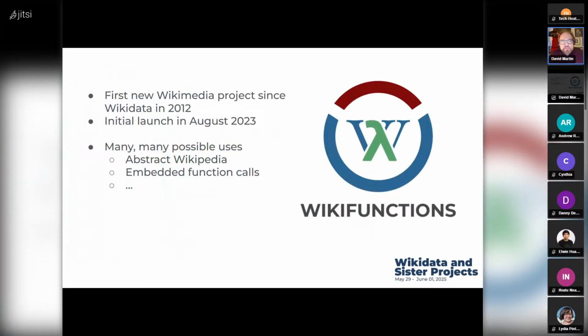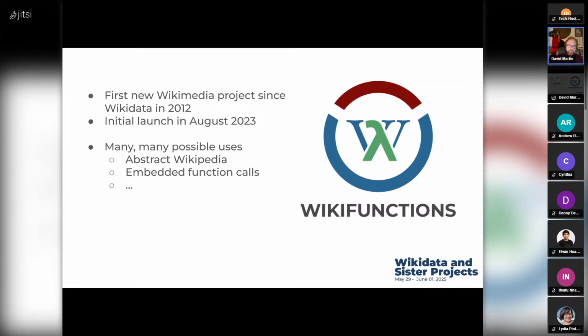Wikifunctions is Wikimedia's first new project since 2012 when Wikidata started. Our initial launch was in August of 2023. For Abstract Wikipedia, as I just mentioned, Wikifunctions is capturing procedural knowledge of how to generate content in various natural languages. But there will be many other possible ways of using Wikifunctions.